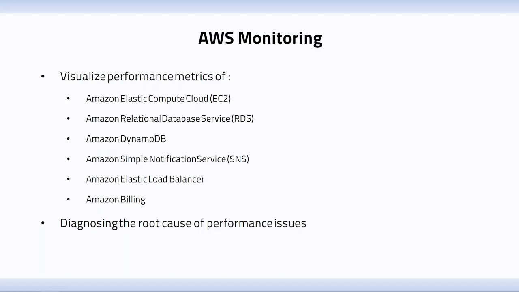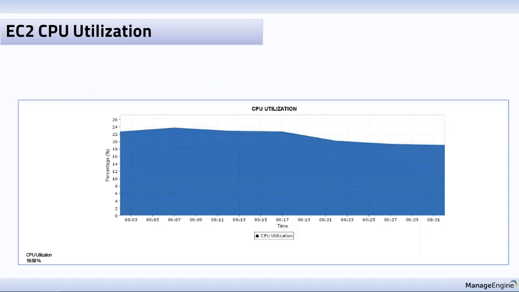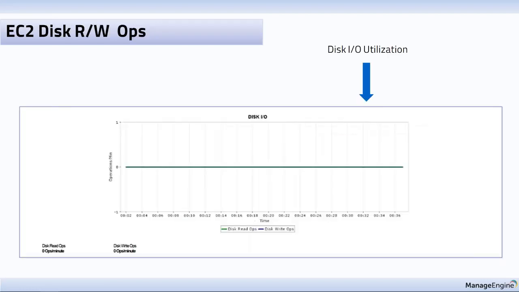To begin with, let us discuss the EC2 CPU utilization. The EC2 CPU utilization is an OS level metric which is essential to identify the current CPU usage. Along with it, there are other critical metrics like the disk read-write operations, which are also required to identify the number of operations taking place in a specific instance.